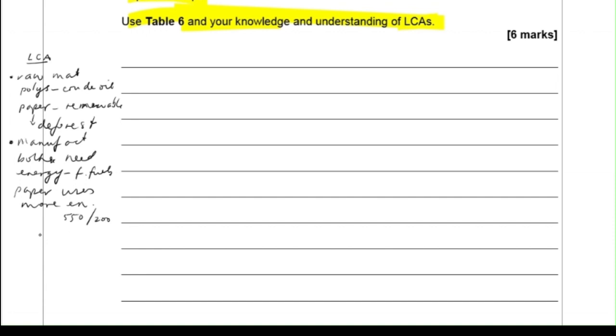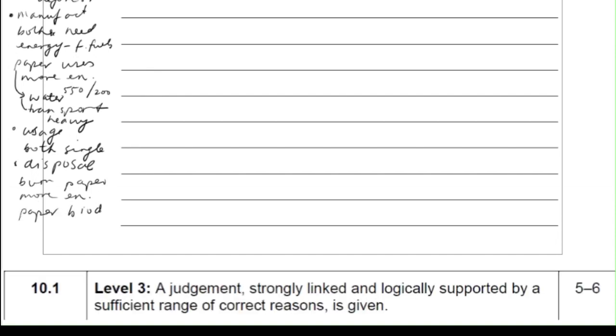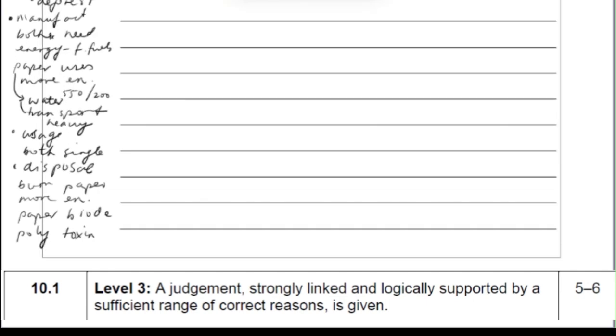Okay, and you're looking at some of the figures here on the table, which we'll refer to later on. So if we look at usage, both are single use, so there's nothing else to discuss there. Disposal: paper can release more energy for making electricity if you burn it. Polystyrene, however, when you burn it, produces toxins. Both show visual pollution. Paper is biodegradable, so that's an advantage. So we're going to put all this together in a nice long answer for our 6 marks.